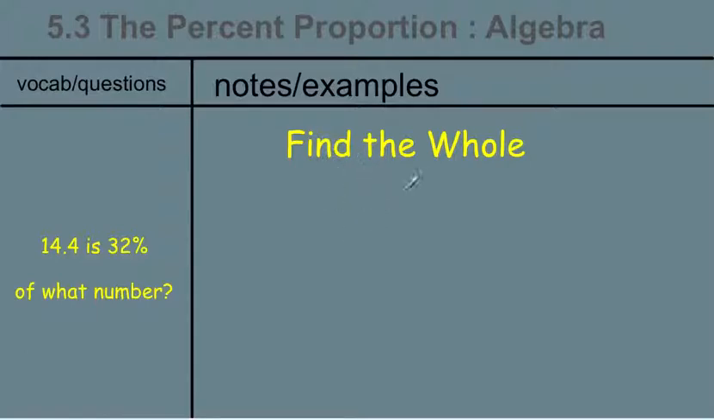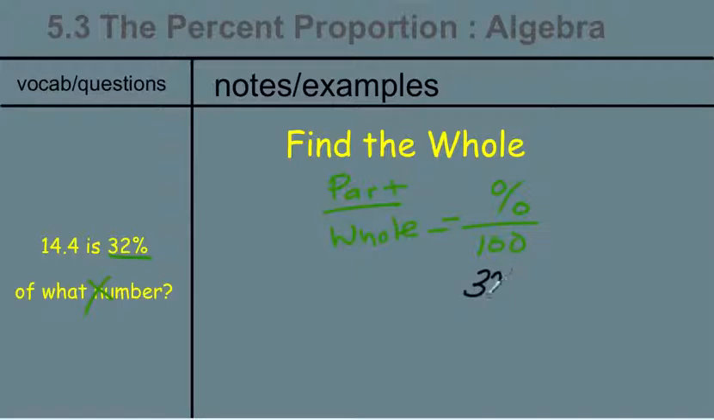Last one you have here is to find the whole number. Again, percent over 100, part over whole. They are two equivalent ratios. 14.4 is 32% of what number? Okay, what do I have here? What number? I don't know. X. It's going to be a variable. 32%. Pretty easy. I'm going to put it in the percent spot.